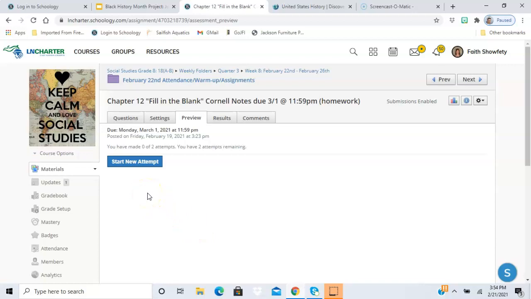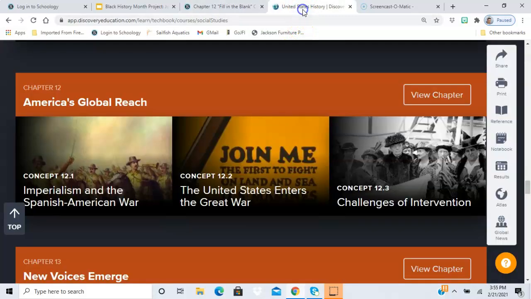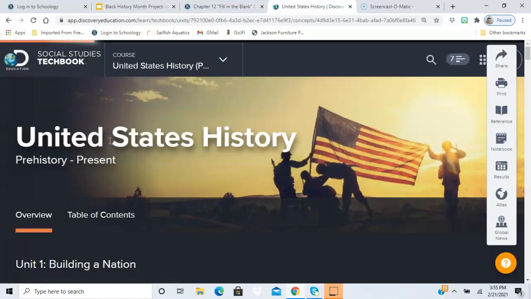So again, this is not the exact same view that you'll get, but it's pretty similar. So I'm going to take you through the preview. So in Chapter 12.1, this is Section 1, Imperialism and the Spanish-American War, Ms. Coffey specifically gives you the page that you can find this information on. So the question at the top of the page is what led to the Spanish-American War. So you will go to Section 1, Imperialism and the Spanish-American War. So you'll click on that.